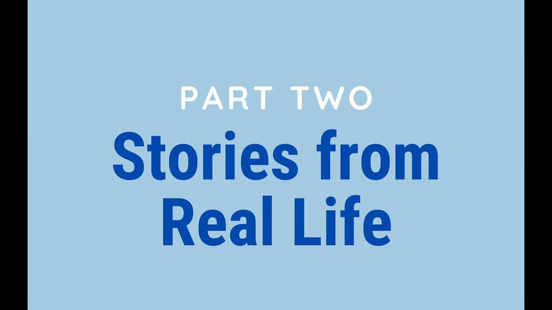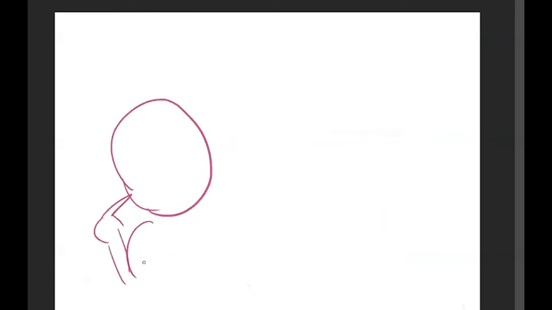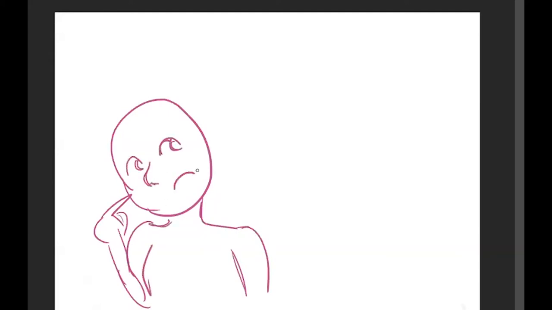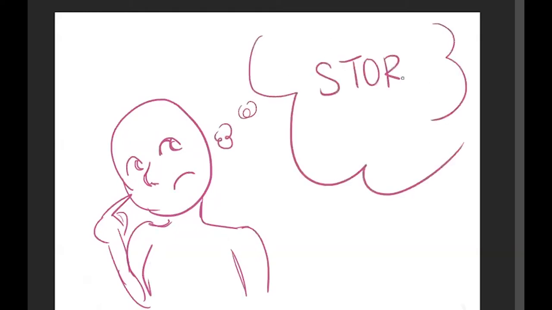Part 2, stories from real life. Before anyone can make a movie, they have to think of a good story. But how do we think of good stories? Well, good stories start with good characters. You've already started to create a cool new character, but to really understand what your character might do or feel, you might need a little inspiration.